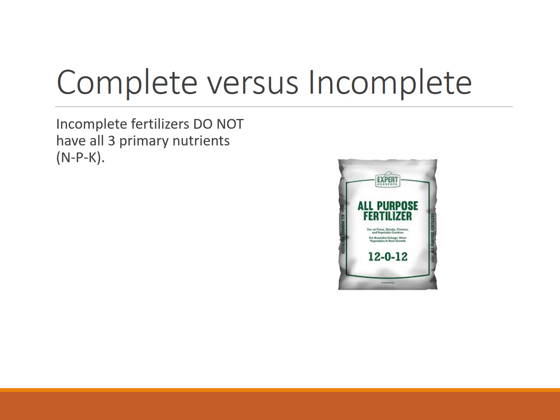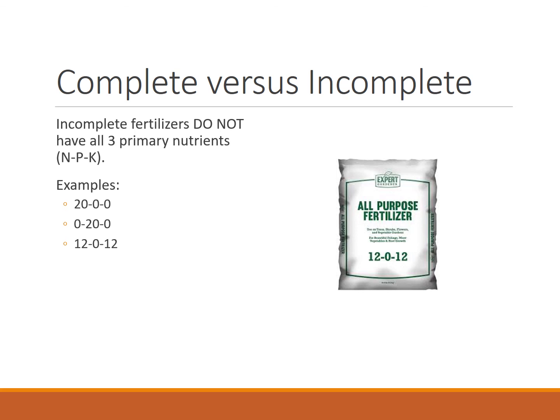There are some fertilizers that are incomplete. In other words, they do not have all 3 of those primary nutrients, nitrogen, phosphorus, and potassium. Here are some examples. A 20-0-0 fertilizer would contain 20% nitrogen, 0% phosphate, and 0% potash. A 0-20-0 fertilizer would contain no nitrogen at all, 20% phosphate, and no potash.